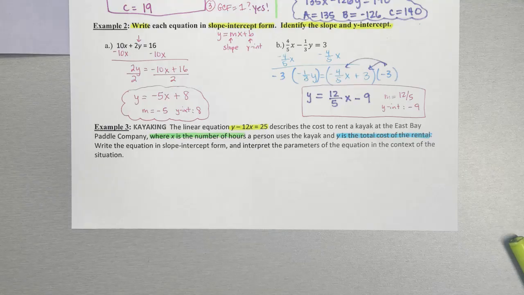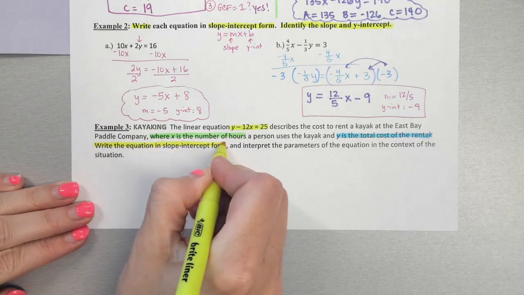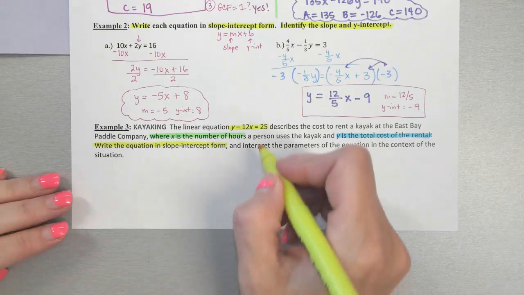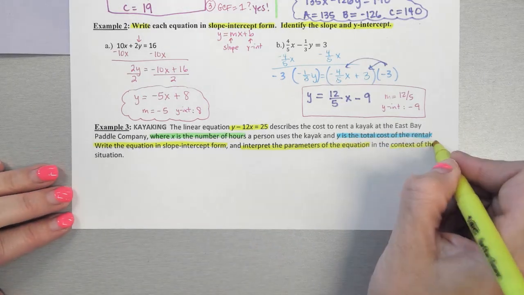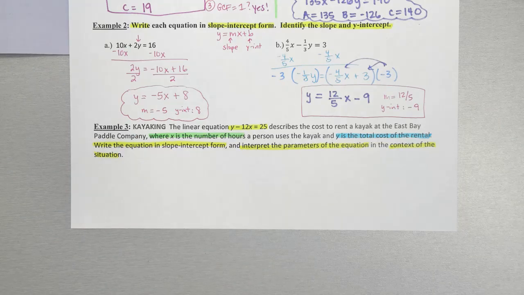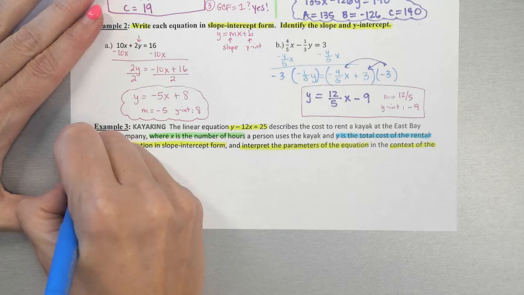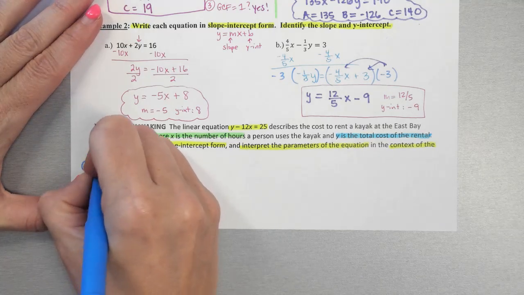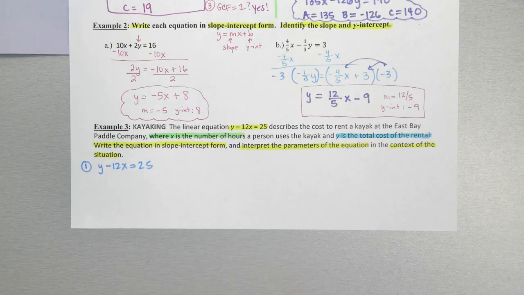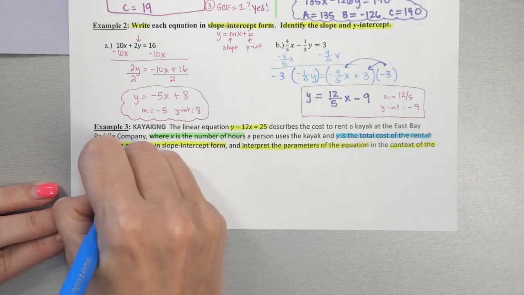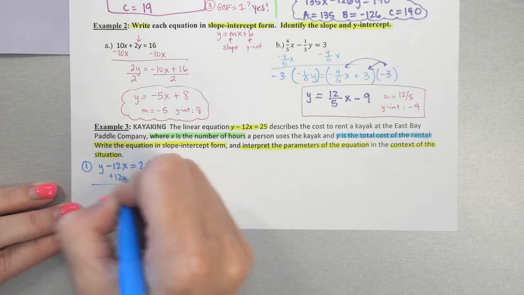What we have to do is write an equation in slope-intercept form. Okay, then we're going to interpret the parameters of the equation in context of the situation. Okay, so we're going to be doing multiple things here. Step 1 is to write this equation in slope-intercept form, which I'm confident you can do without me. Y minus 12x equals 25. We would just have to add 12x to both sides to put that in the proper form.